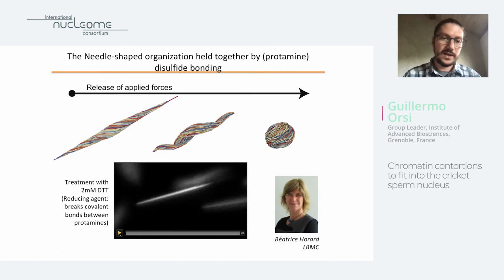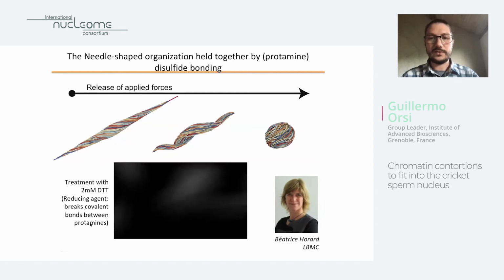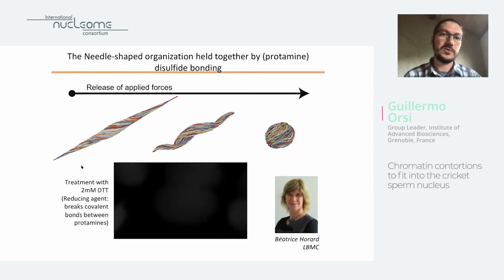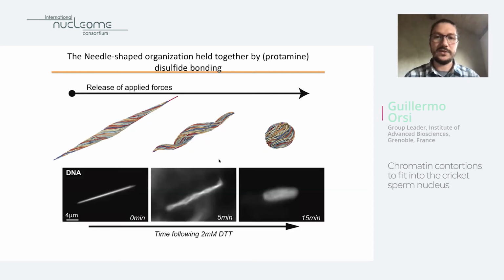And here it's a real-time video, sorry, that you can see that once you add the reducing agent, the chromatin breaks down really, really quickly, right? This process of decompaction that you saw is actually happening in a matter of seconds. And in the polymer simulations, if you release the applied forces to this chromatin configuration, you will see these kinds of intermediate stages, and then go back to this spool, which is reminiscent of the intermediate stages that we do see.